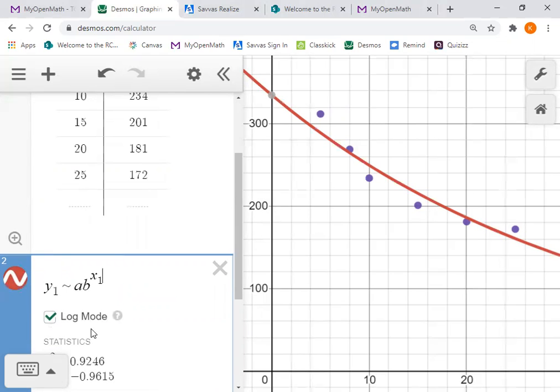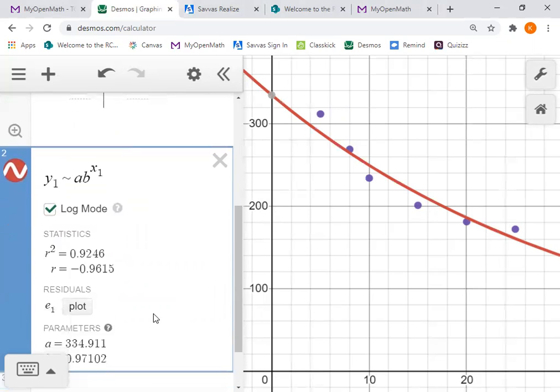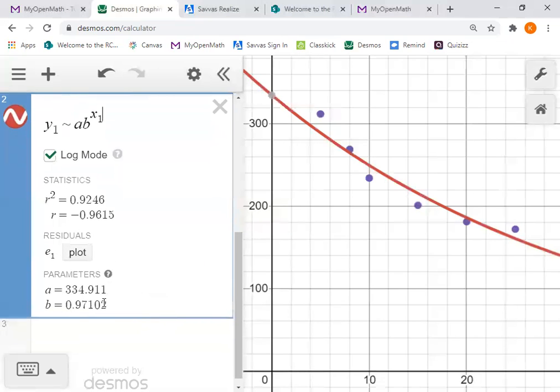This log mode is the normal way to do this, so I would just recommend always having that check mark in there. It does it based on transformations, which is the normal. So you can get both the R squared and the R. And again, this is like that 92, 96% match of the data to the line, a little bit above, a little below sort of thing there.